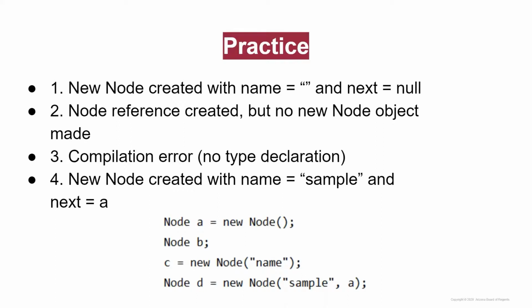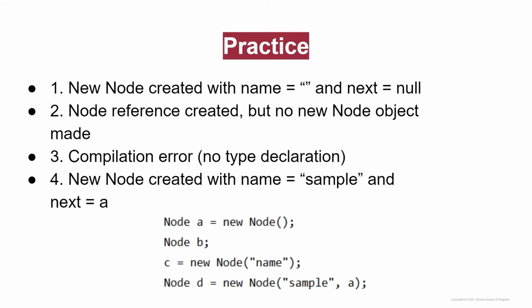All right, so in line 2, we are creating a node reference called B, but we're not actually linking it to any object. There's no dynamic memory being allocated. The actual data structure of the node doesn't exist yet, just something that could refer to the node. So there's no compilation error or anything. It's just that we haven't really made a new node yet, just the reference.